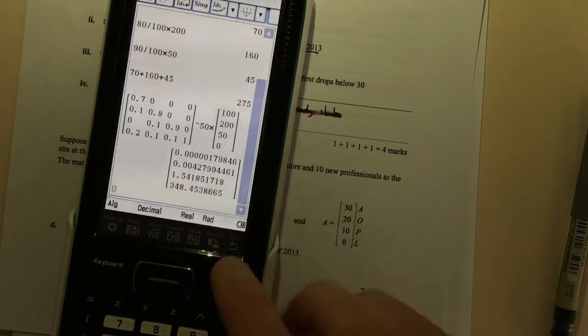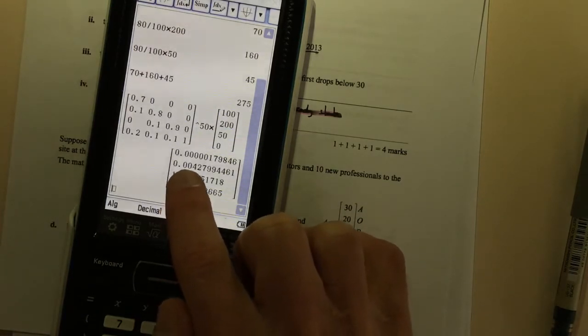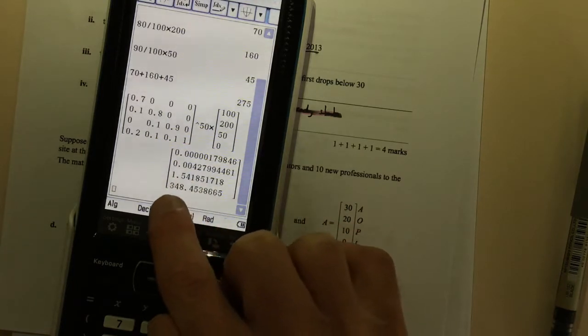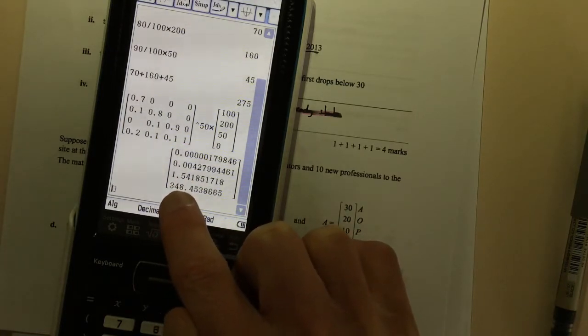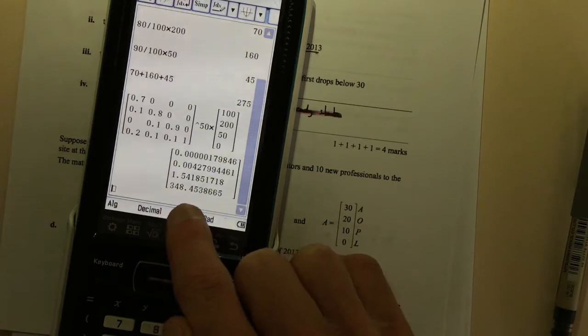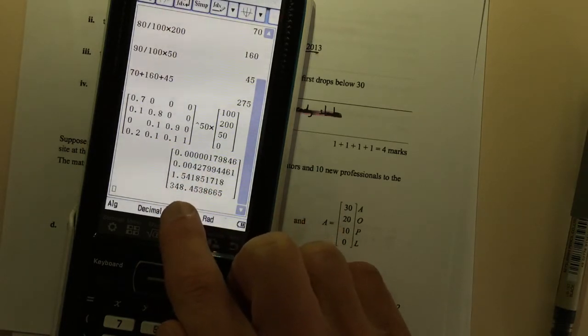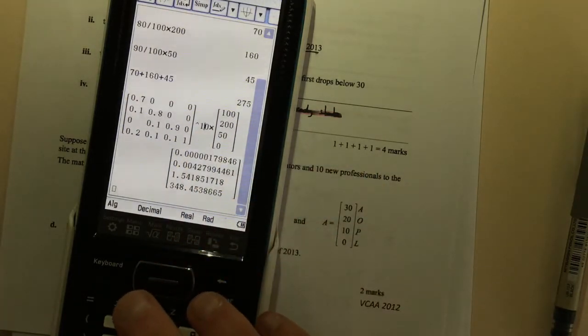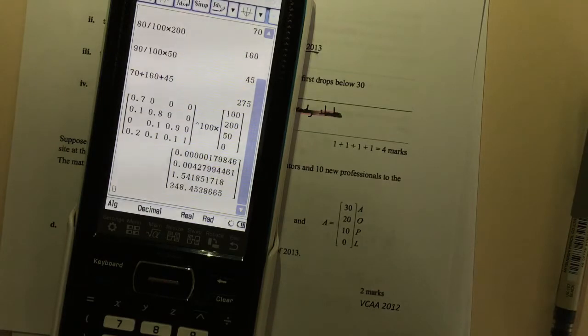Now, 50 years into the future, I've got a really small number of apprentices, a really small number of operators. I've got 1.5 professionals left and 348 staff who have left. Now remember that in total there were 350 people, so this is looking like maybe everyone's going to leave. Let's just go 100 years into the future and see what it looks like.